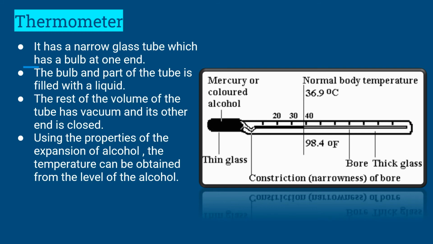The bulb is kept in contact with the object whose temperature we want to measure. We know that liquids expand on heating and contract on cooling. Using the property of expansion, the temperature is obtained from the level of alcohol.